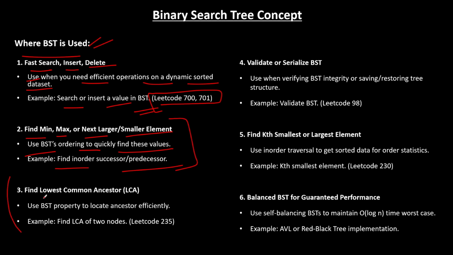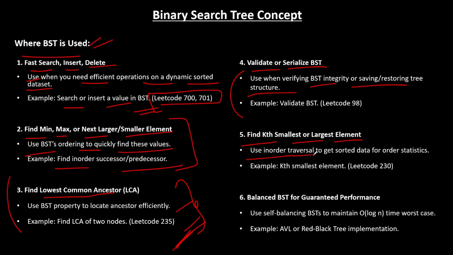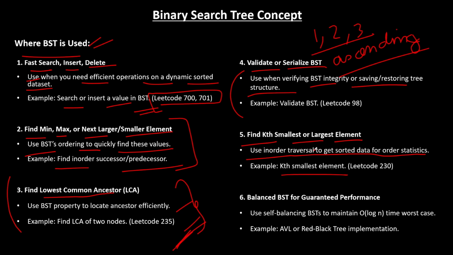Thirdly, finding the LCA in a binary search tree, you could use this, and it makes the complexity much more efficient. Validate or serialize a BST, you could also use the concept of a binary search tree, verifying the integrity or saving and restoring the tree structure. Find the k smallest or largest element. We can use in-order traversal to get the sorted data for order statistics. Because when you do the in-order traversal of a binary search tree, you always get a sorted order, in ascending form. Please keep that in mind. You always get ascending order values when you traverse the binary search tree in-order. So this way you could find the k smallest element, k largest element, anything you want, right?